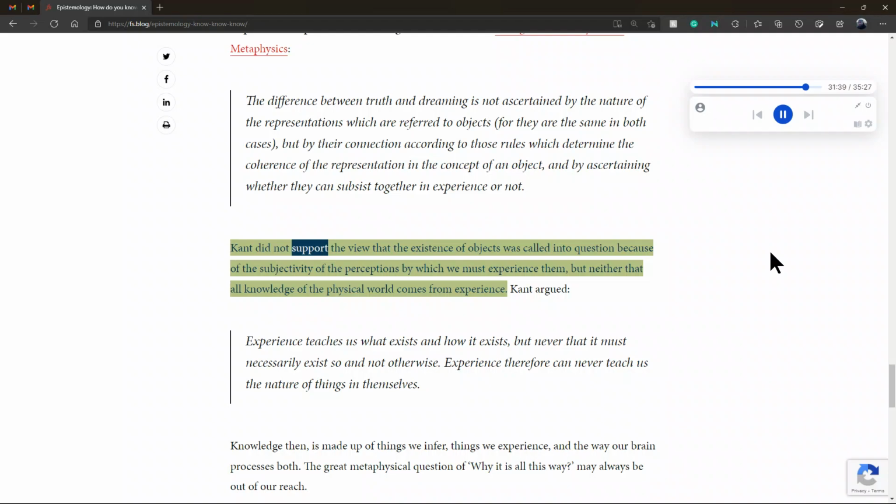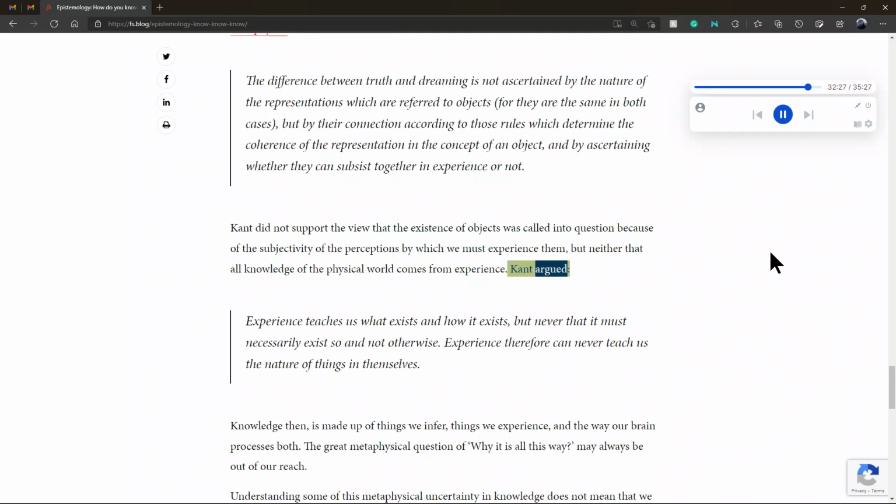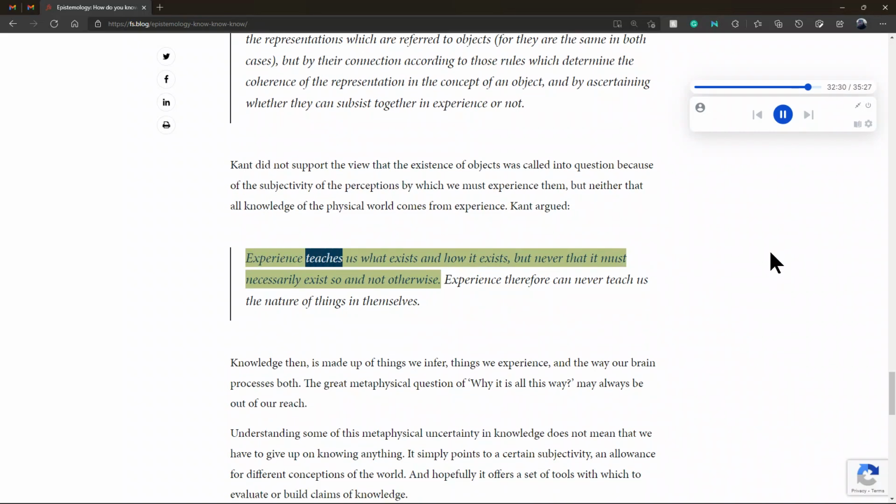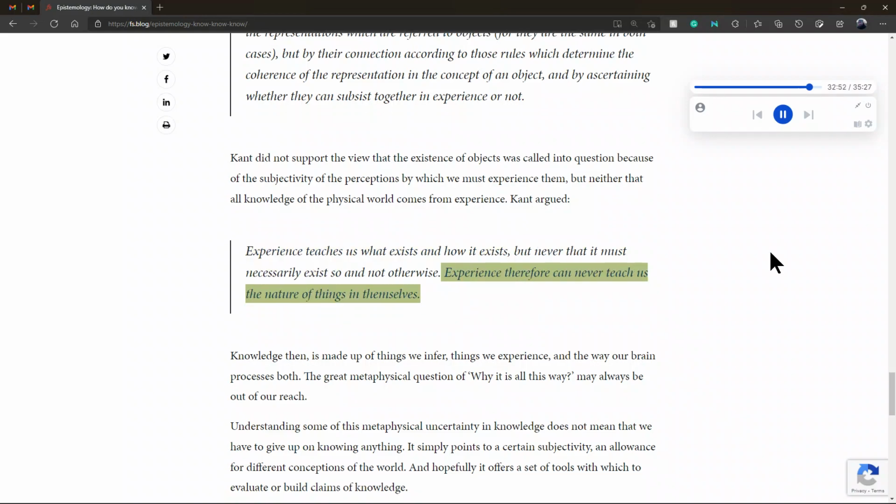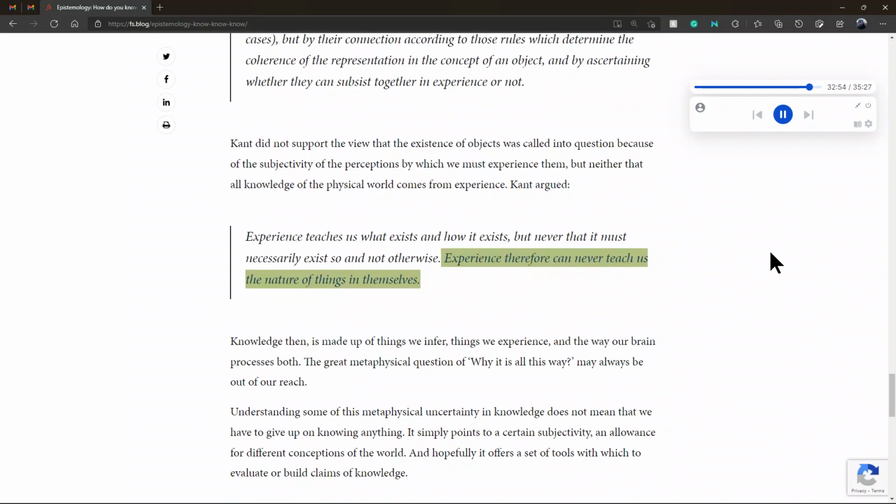Kant did not support the view that the existence of objects was called into question because of the subjectivity of the perceptions by which we must experience them, but neither that all knowledge of the physical world comes from experience. Kant argued, "Experience teaches us what exists and how it exists, but never that it must necessarily exist so and not otherwise. Experience therefore can never teach us the nature of things in themselves."